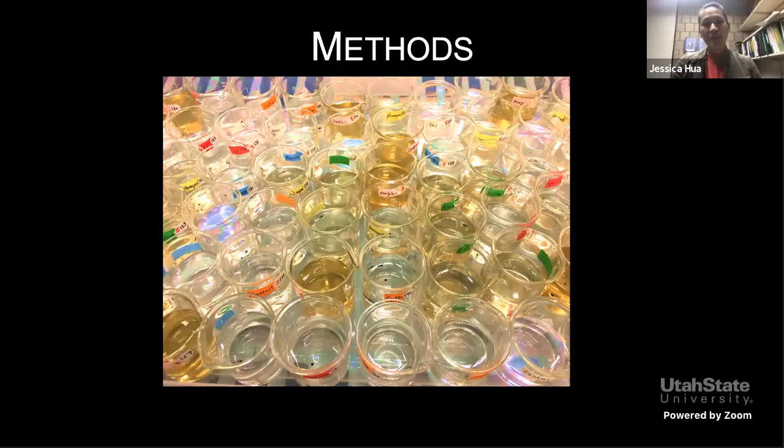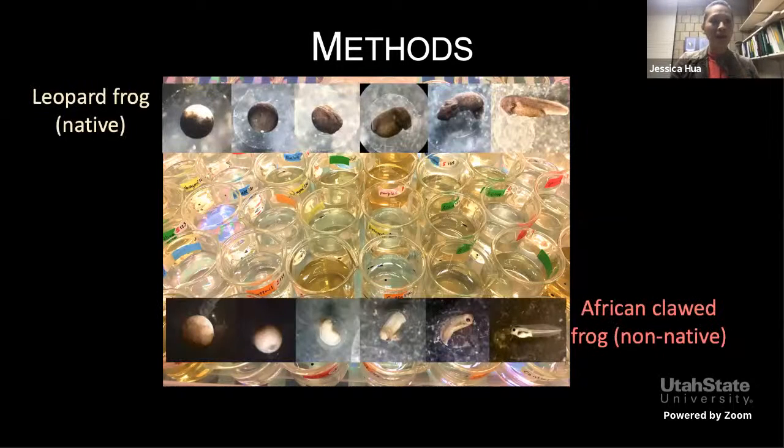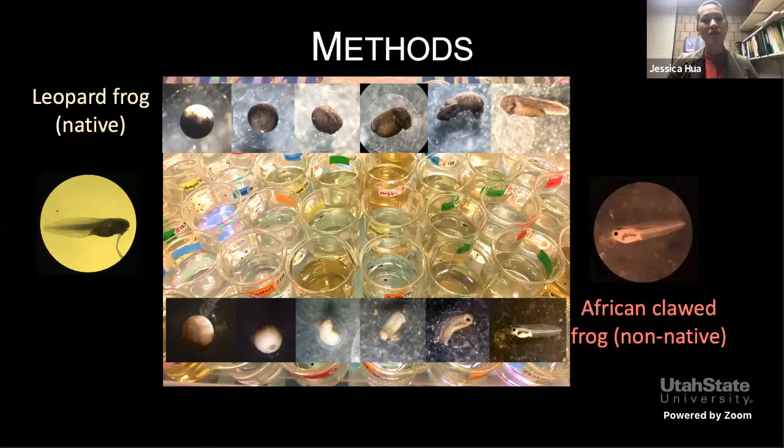In each one of these beakers, we placed a single embryo, either a leopard frog, which is native to our area, or an African clawed frog, which is non-native to our area and invasive in some parts of the United States. So again, the question here is, how does being raised in different abiotic conditions, here related to native versus invasive leaf litter, influence a tadpole's susceptibility to sodium chloride? So we raised these embryos in these solutions until they reached the tadpole stage, and then we conducted a toxicity assay.